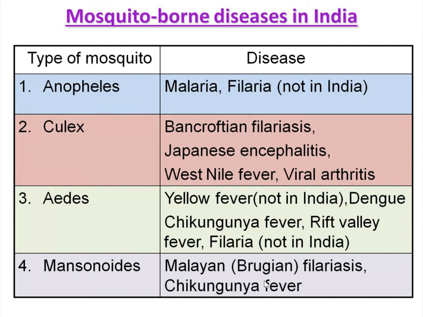Among these, in India, the important diseases are as follows. Anopheles transmits malaria, and Culex transmits filaria, Japanese encephalitis and some viral arthritis. Aedes mainly transmits dengue and chikungunya. Mansonia mosquitoes transmit Brugian filariasis and also chikungunya fever. So these are the important diseases which are transmitted by mosquitoes in India.